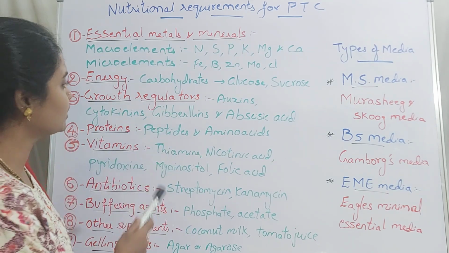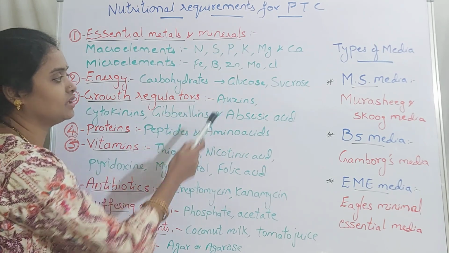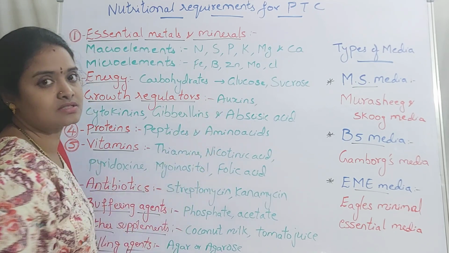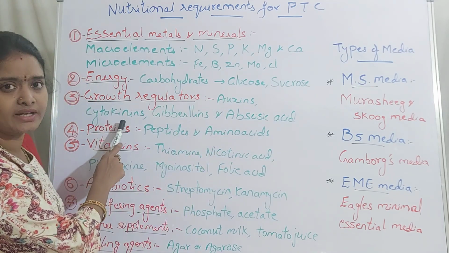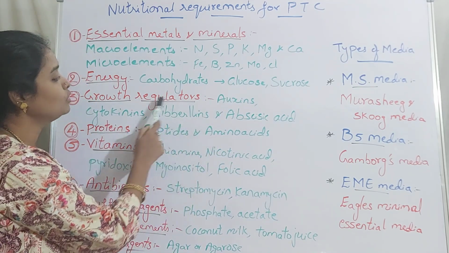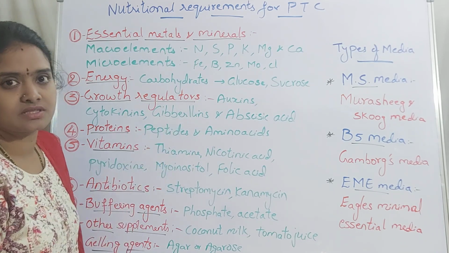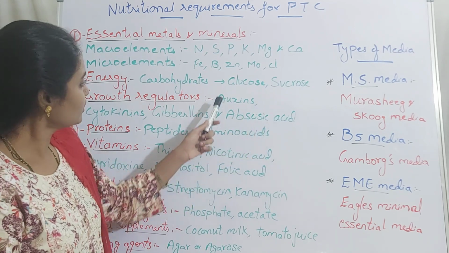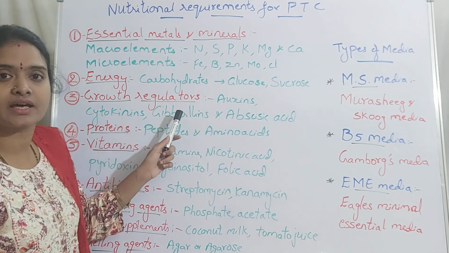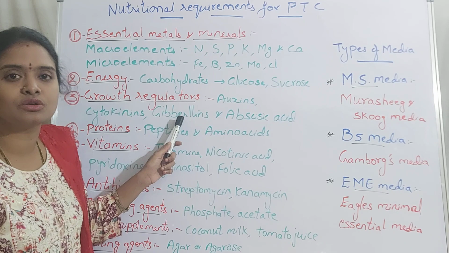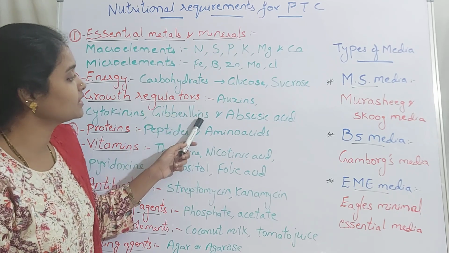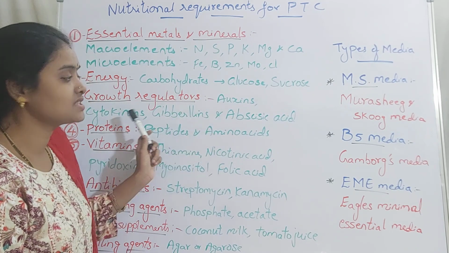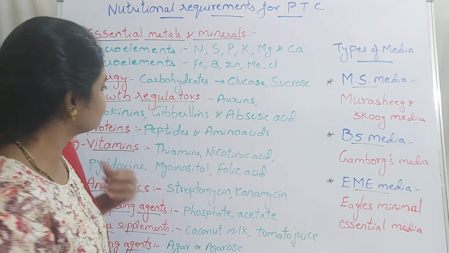Required growth in the sense, if you want only the root to get elongated, you give auxins. For the shoot, you give cytokinins. If you want the stem to increase, you give gibberellins. Abscisic acid is a negative growth hormone, whereas auxins, cytokinins and gibberellins are positive growth hormones which help in increasing the shoot and the root system. Each one of them we'll discuss in detail in the next class.